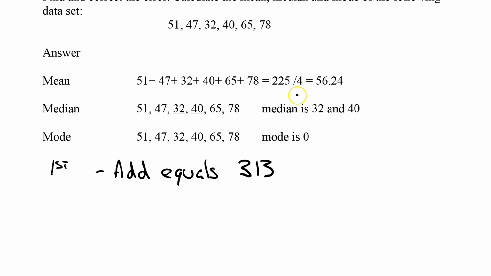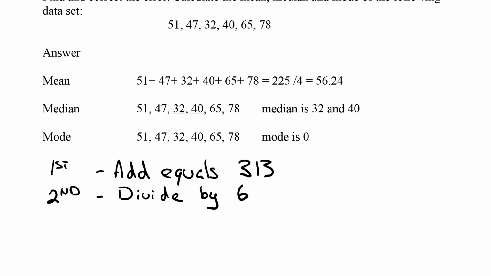The next one we see is that we are dividing by 4. Well, we know with a mean, we have to divide by the number of values that we have. We've got 1, 2, 3, 4, 5, 6. So we shouldn't be dividing by 4, rather we should divide by 6. So the second error is divide by 6.